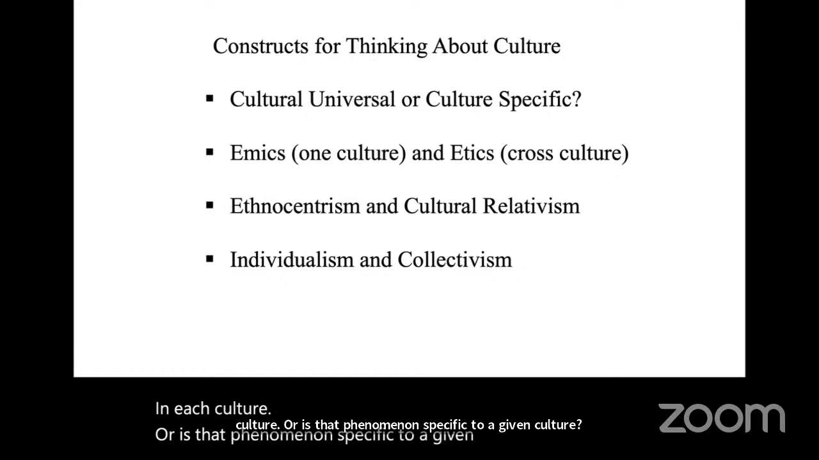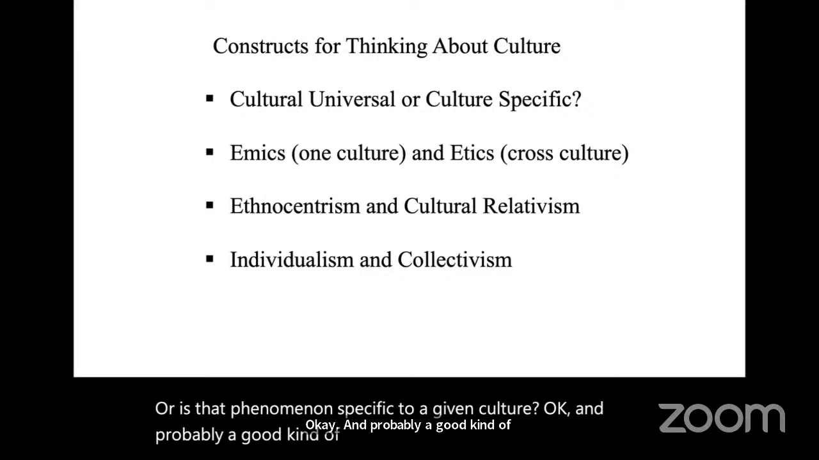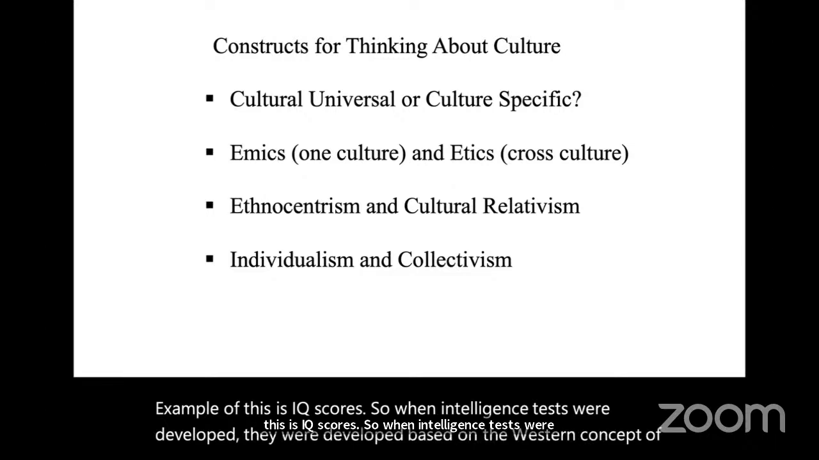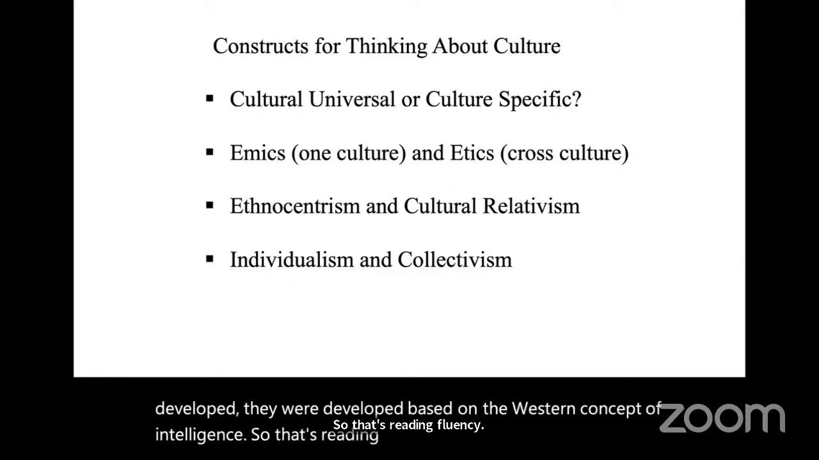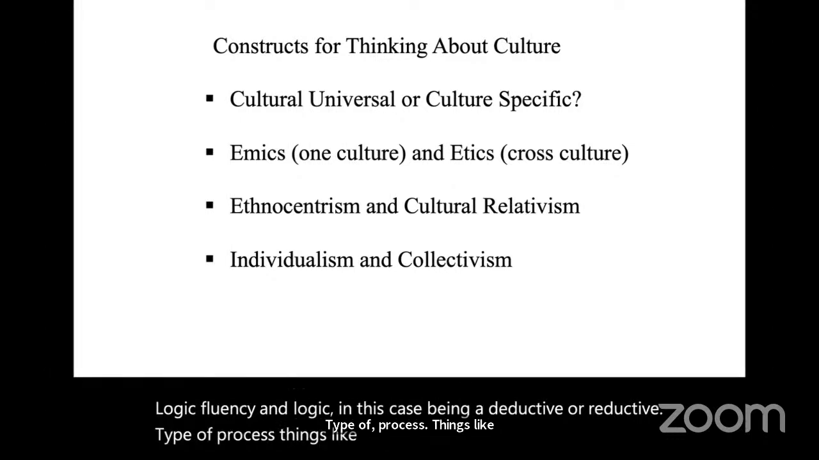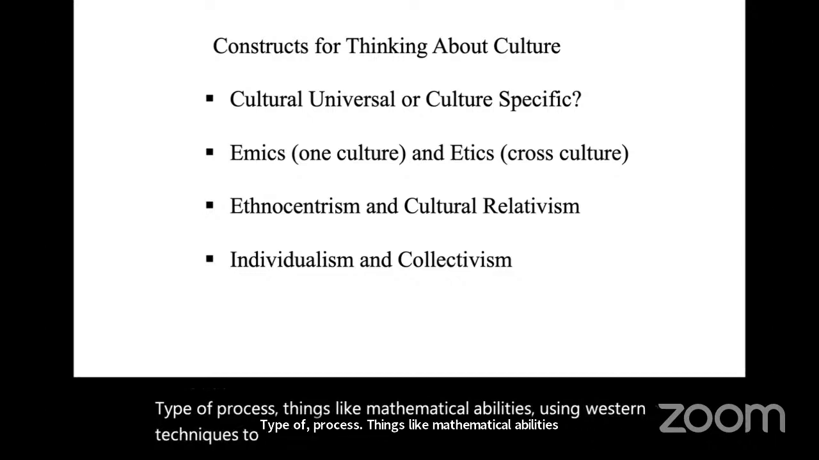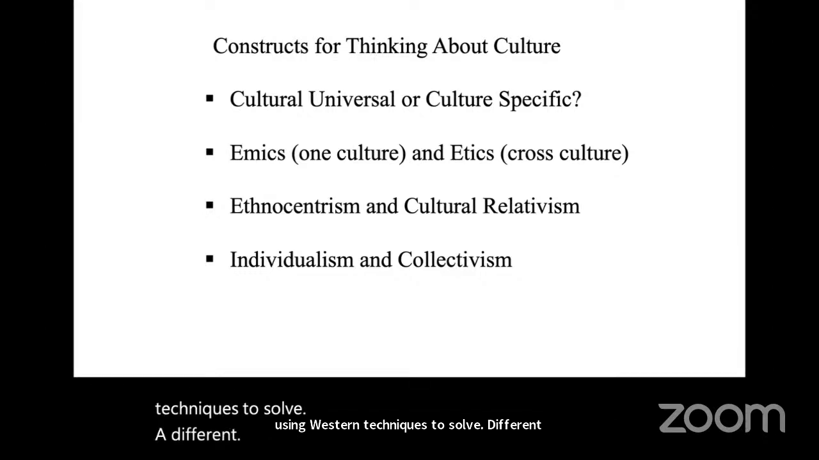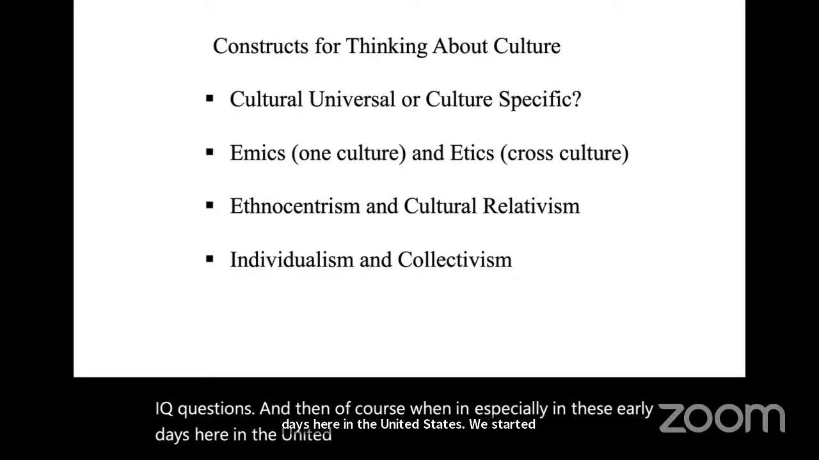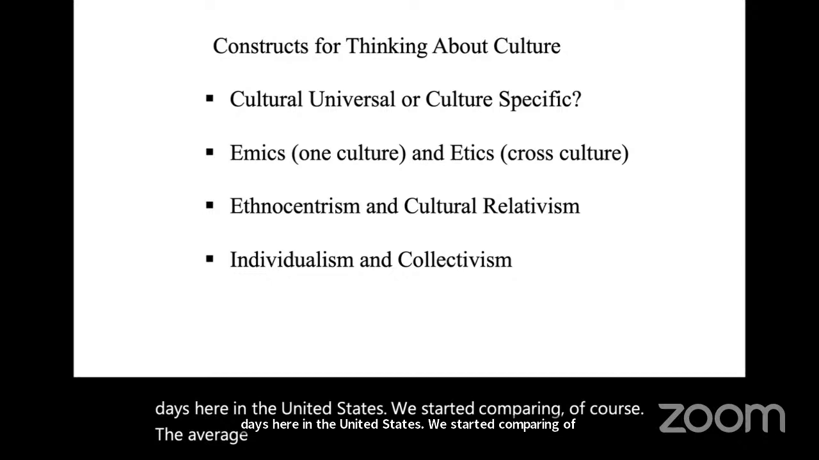Okay. And probably a good historical example of this is IQ scores. When intelligence tests were developed, they were developed based on the Western concept of intelligence. So that's reading fluency, logic fluency, and logic in this case being a deductive or reductive type of process. Things like mathematical abilities, using Western techniques to solve different IQ questions. And then, especially in these early days here in the United States, we started comparing the average score, which was normed on white middle class to upper class children to adults.